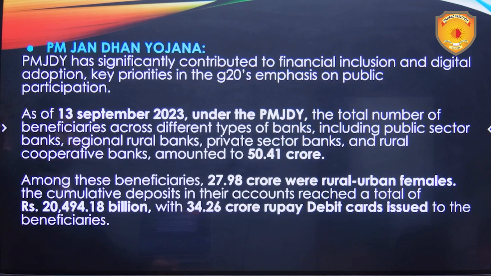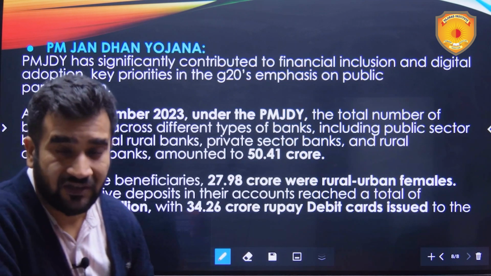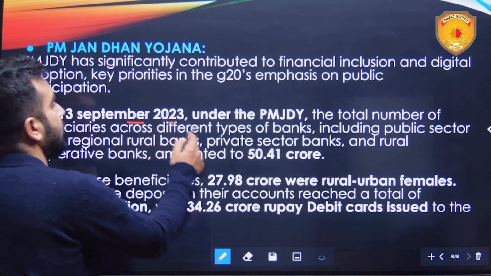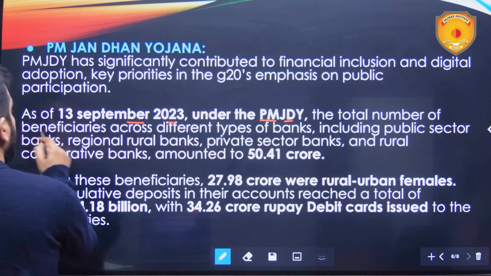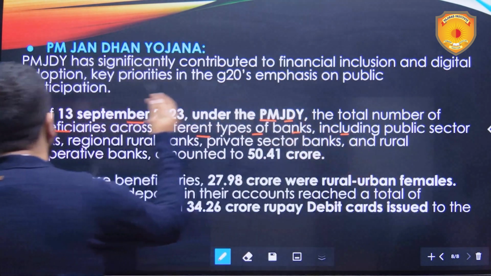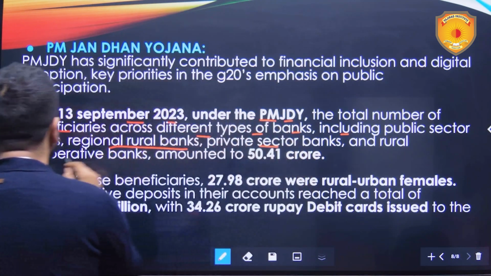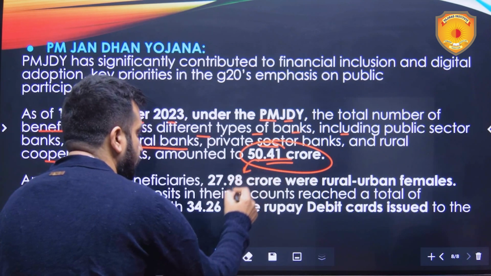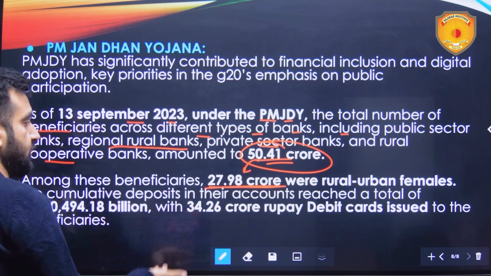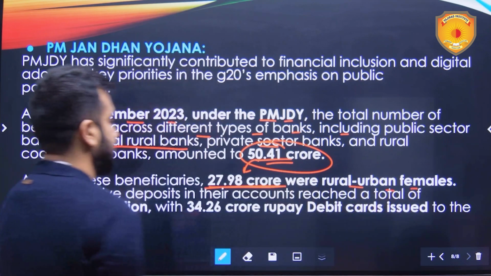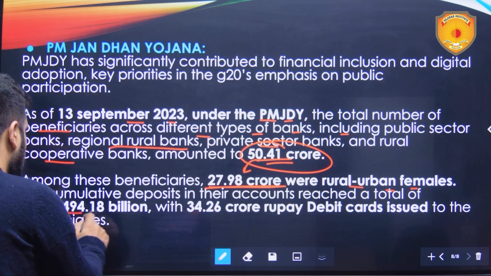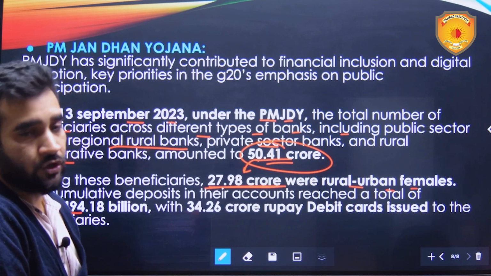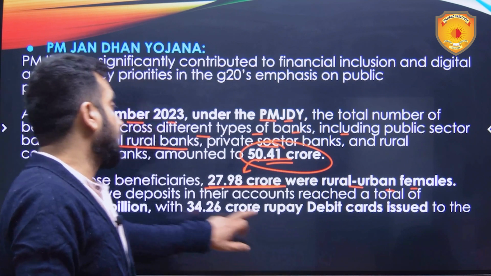The next is Pradhan Mantri Jan Dhan Yojana, the Yojana under which bank accounts and other financial services are being provided to the citizens. And that is again very important. As of 13 September 2023, under the Pradhan Mantri Jan Dhan Yojana, the total number of beneficiaries across different types of banks, including public sector banks, regional rural banks, private sector banks, and rural cooperative banks, amounted to 50.41 crore. The good part is that out of this 50.41 crore, 27.98 crore, more than 50%, around 28 crore, were rural and urban females. Rupees 20,494.18 billion with 34.26 crore RuPay debit cards have been issued till now. This has been the achievement of Jan Dhan Yojana.